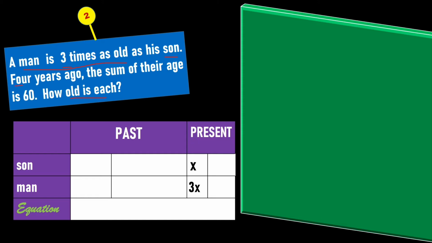Then, 4 years ago, the sum of their age is 60. So, ilagay muna natin dito. x minus 4, and then 3x minus 4. Pag sinabi nating years ago, past yun, minus 4. Nakaraang 4 na taon. Okay? Ibig sabihin, nagma-minus tayo doon sa edad nila ng 4 years kasi ago. Okay? Past 4 years.